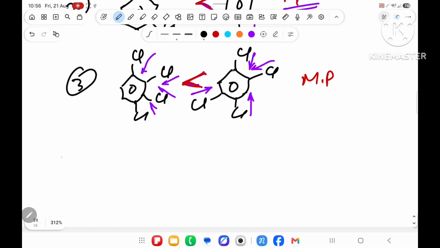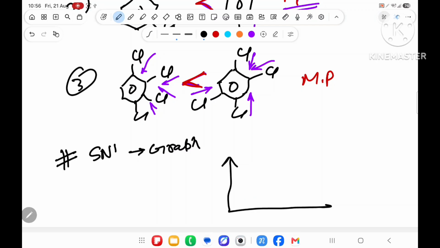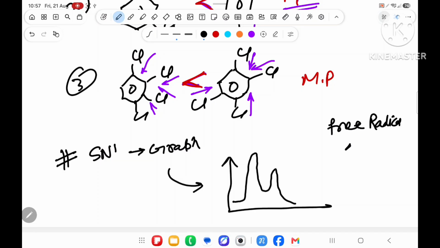Then the last part of the topic, the simple SN1 graph. Directly learn. The graph will be something like this. First will be a bigger one, second will be a smaller one. This is the graph for SN1. Just learn it, don't worry about it. In free radical I have dictated it to you, the free radical graph from the first hydrocarbon lecture will be simply like this. So the SN1 graph will be simply like this. And this is all about the completion of the chapter called haloalkanes and haloarenes.